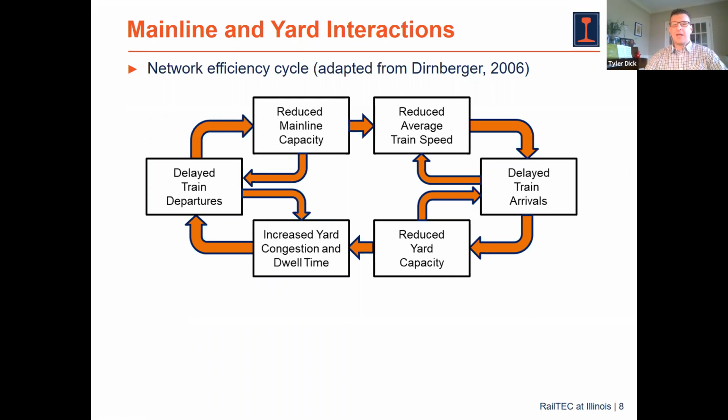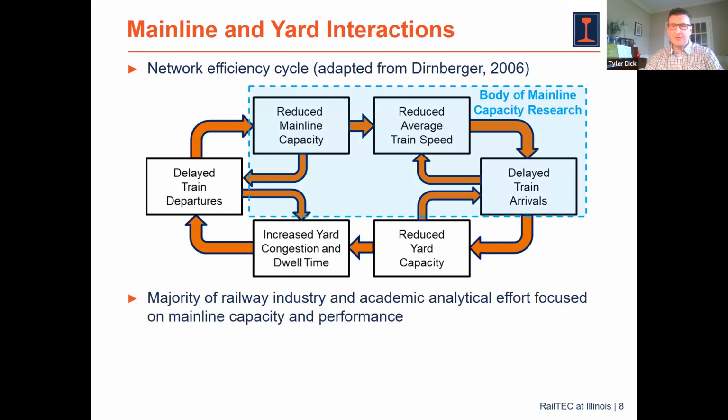If we look at it over time, most of our body of main line capacity research focuses on this upper portion of the loop: what's going on in the main line, what does that do for train delay, and how does that correspond to trains arriving at terminals. Most of our past academic effort and most of our railway industry analytical effort has been focused on main line capacity and performance. And if we go back over the past 30 plus years, there's really been very little done in the yard capacity area.